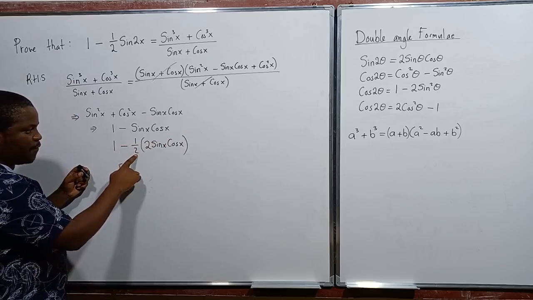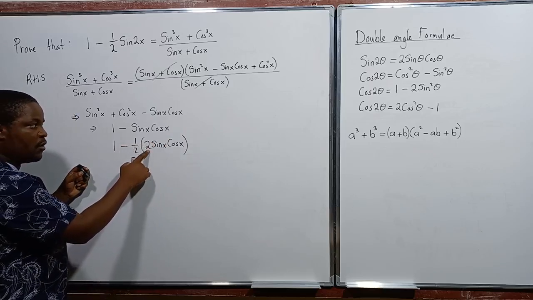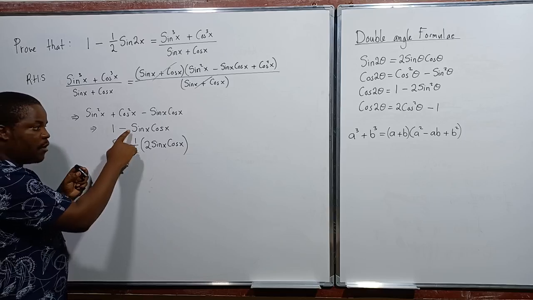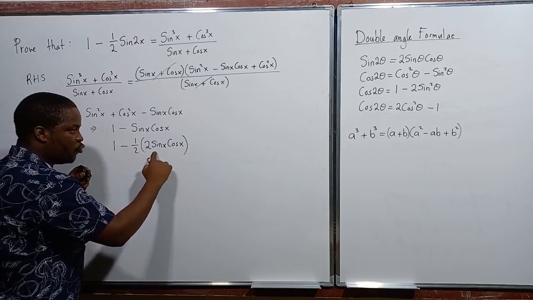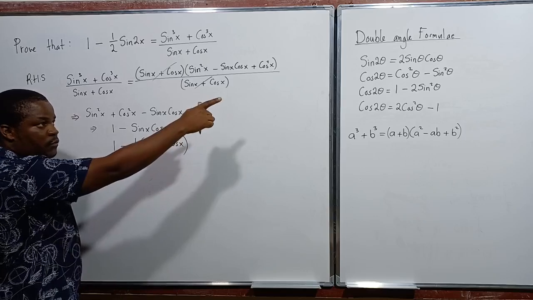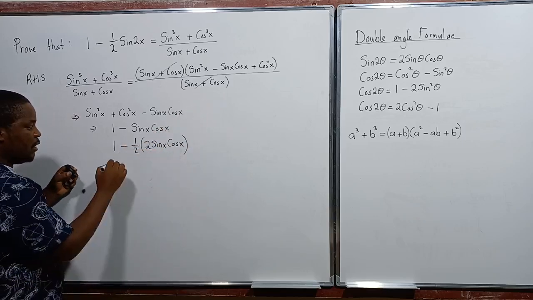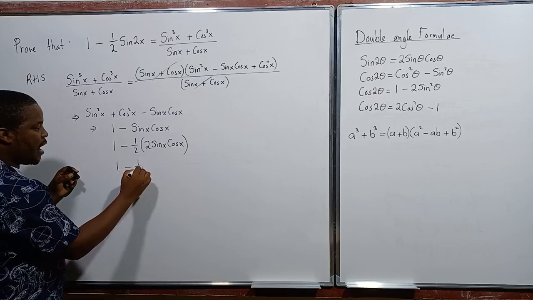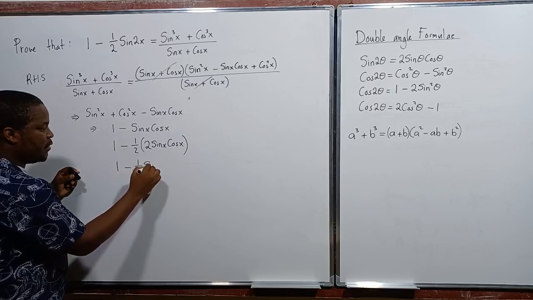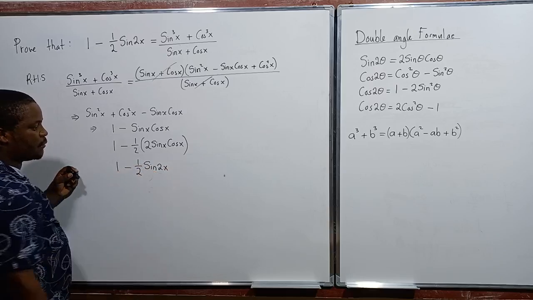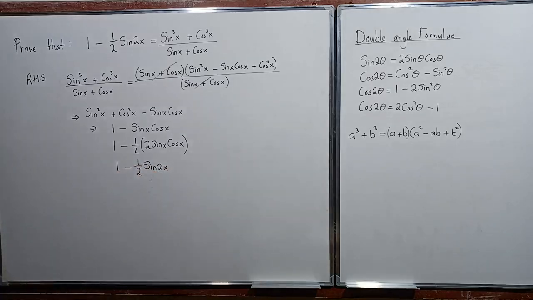If you think of it, half times 2 will just be 1, and you'll go back to the original that we have there. So in this bracket, where we have 2 sine x cos x, we just replace it with the double angle identity for sine. Hence, you have 1 minus half sine 2x as our final answer, which is the left-hand side. That's fine.